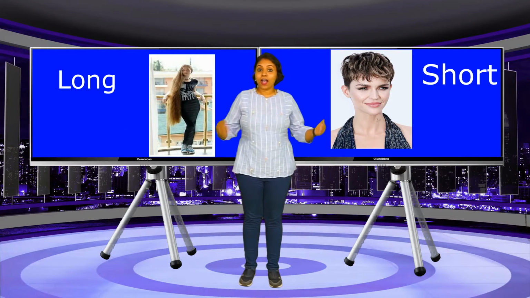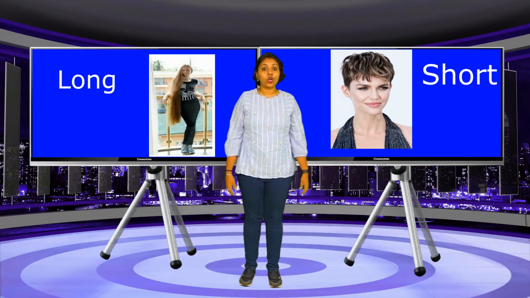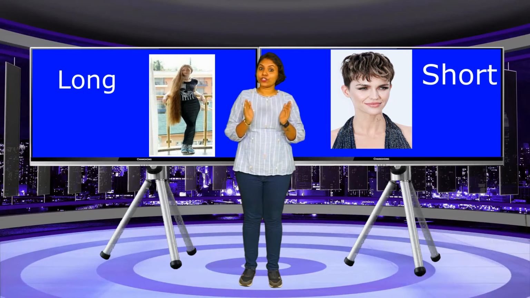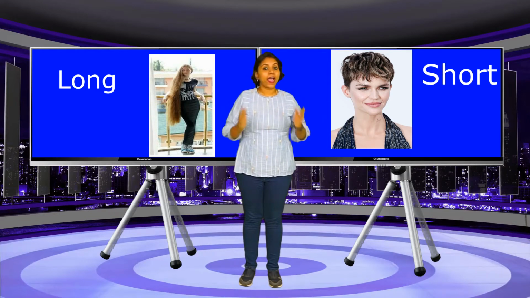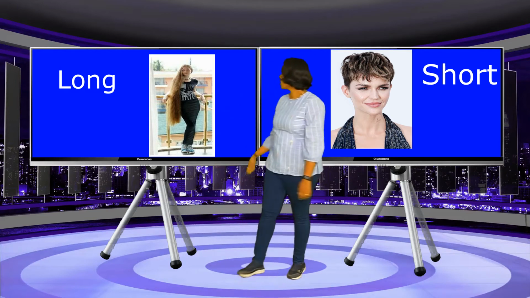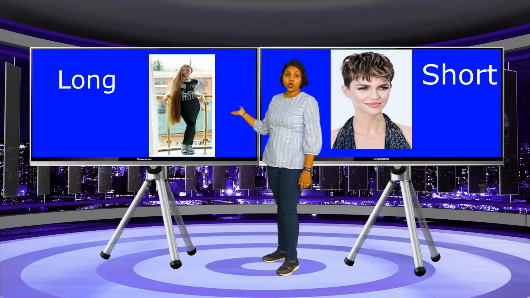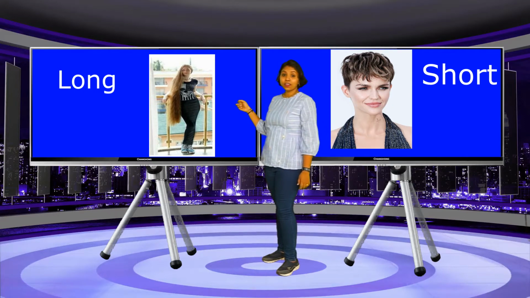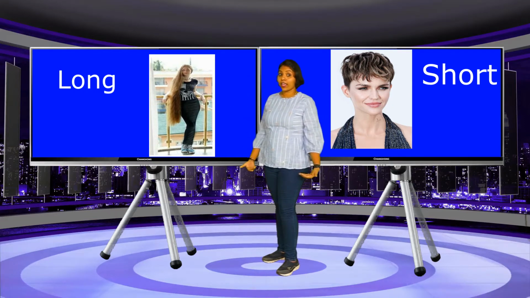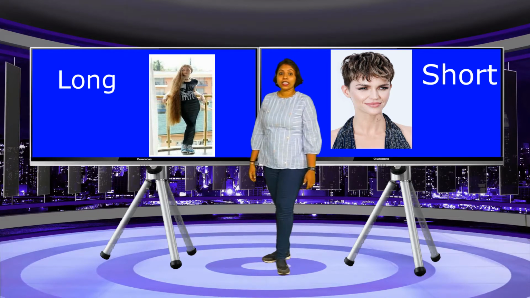So today, now what is the next topic we are going to learn? We are going to learn about long and short. Yes, we are going to learn long and short. So here you can see a girl who is having long hair. Can you see the girl? She is having long hair. She is having hair very long, till her knees.